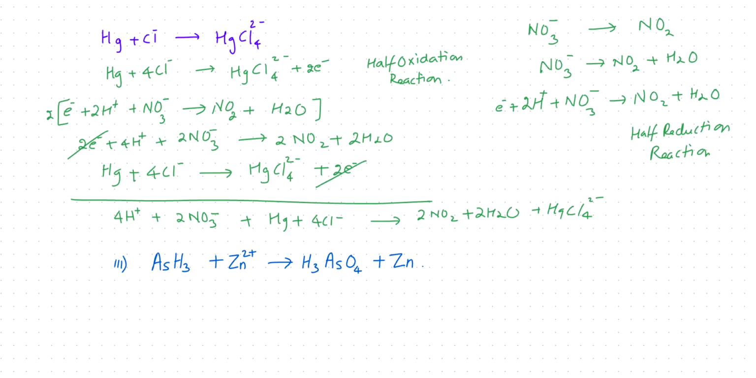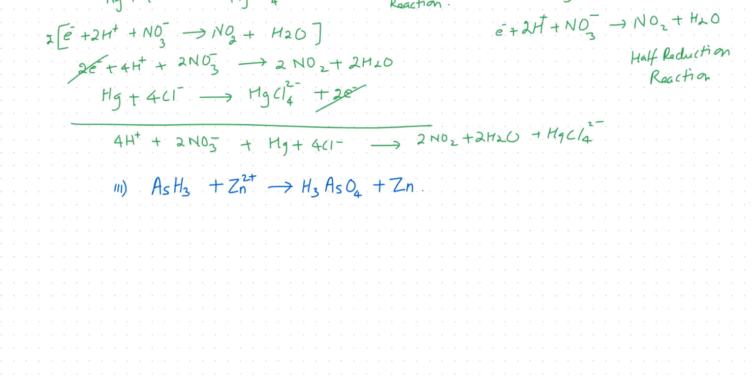Okay, third equation. First, we split into two half reactions. So AsH3 is changing to H3AsO4. Another half reaction is zinc 2 plus changing to zinc atom. So to cancel this charge, we add 2 electrons. So this is reduction reaction, half reduction reaction.